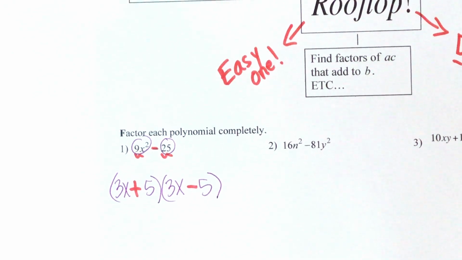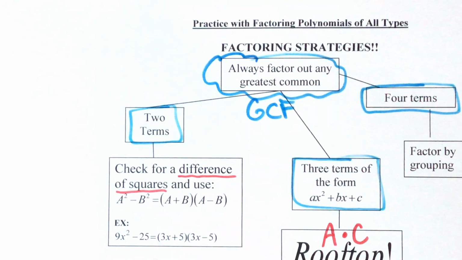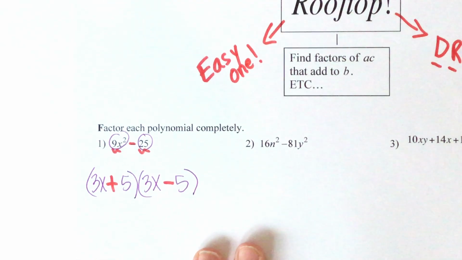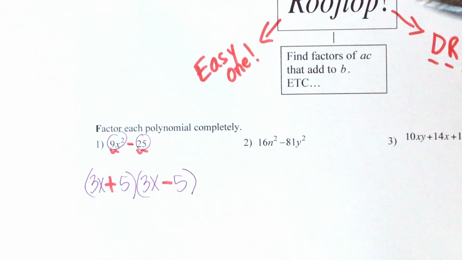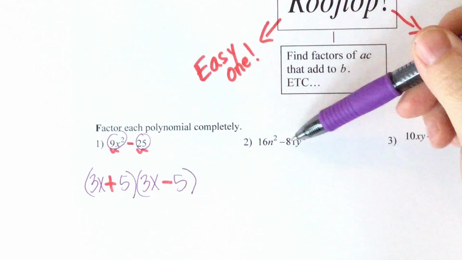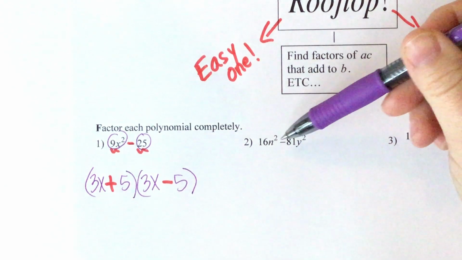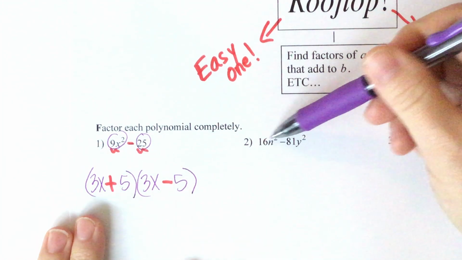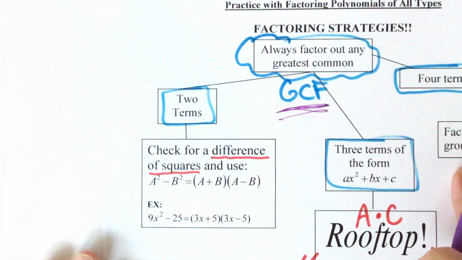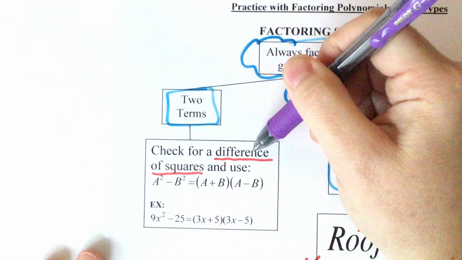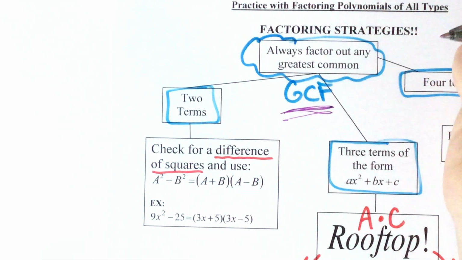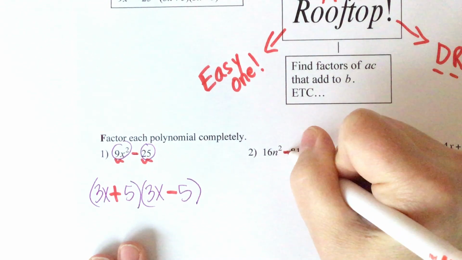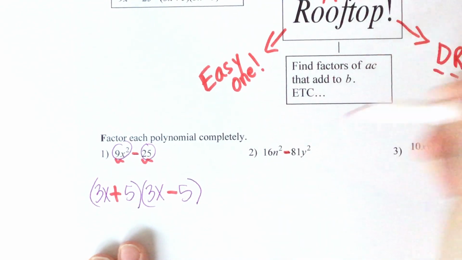All right, looking at example 2. First, we always have to look for a GCF. Does number 2 have a GCF? No, there's nothing that can divide into 16 and 81. And they don't both have n's, they don't both have y's. Okay, so there's 2 terms, 1, 2. So once again, we're checking to see if it is a difference of squares. So let's look. Does it have a minus sign? Yep. Are these both perfect squares?